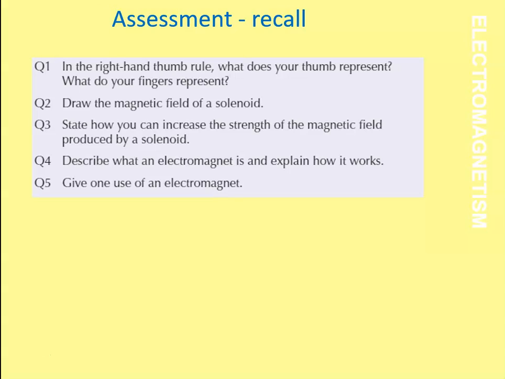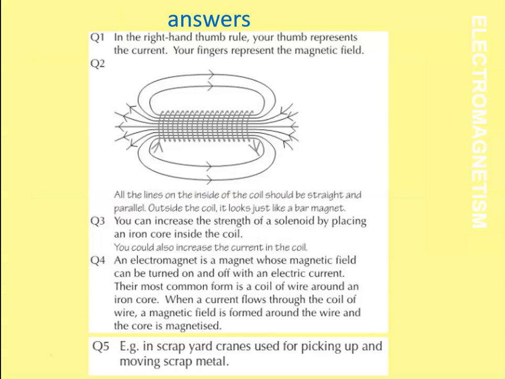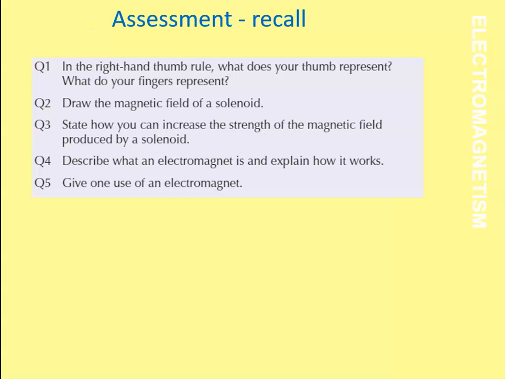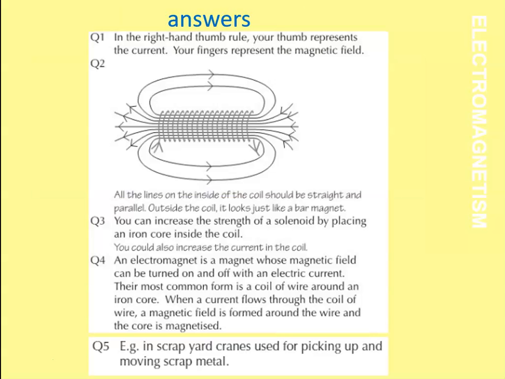Okay, question 1. In the right-hand thumb rule, what does your thumb represent and what do your fingers represent? In the right-hand thumb rule, your thumb represents the current and your fingers represent the magnetic field. Question 2. The magnetic field of a solenoid. It is the same as the bar magnet. All the lines inside the coil should be straight and parallel, but on the outside it is just the same as a bar magnet. Again, please pause the video in between these to make sure you've got the answers right.